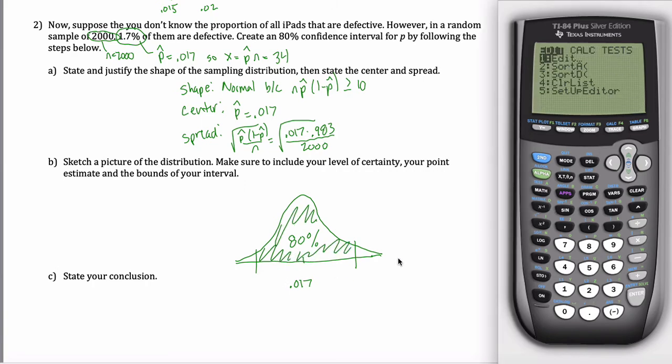So the bounds, I don't know them, but I can get them straight out of my calculator. You go to stat and then tests, and this is a 1 prop z interval. There it is. And it asks you for x, n, and your level of confidence. So x is 34, and n is 2,000. And my level of confidence is 80%. Good enough. Hit calculate, should spit out my answer for me.